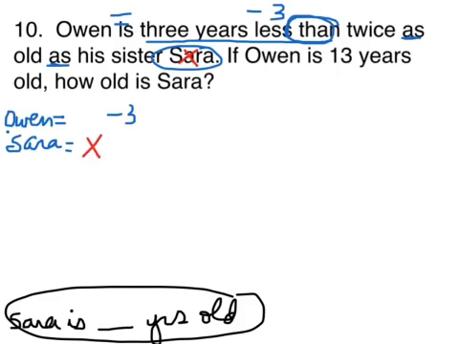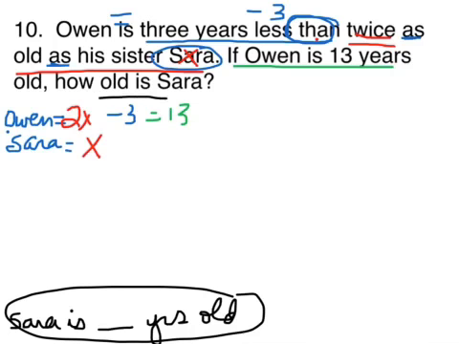So if Sarah's X, let's go back. Owen is 3 years less than, so we're subtracting 3 from twice as old as Sarah. So twice Sarah's age. So that would be 2 times Sarah's age, and Sarah's age is X, so this would be 2X minus 3. Okay, that was the first sentence. Now, if Owen is 13, oh, they just told me that Owen was 2X minus 3, but now they're telling me he's also 13, so I could also have put a 13 there. If Owen is 13, how old is Sarah? Well, we need to find X, don't we?